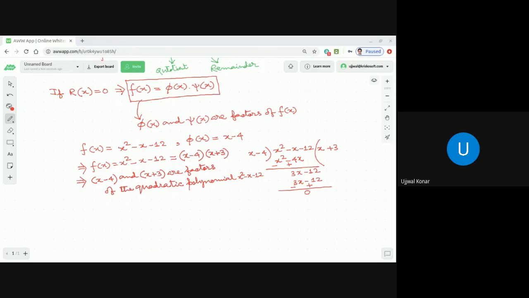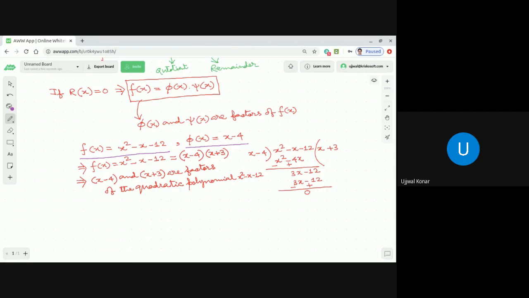Now what is the factor theorem? Factor theorem is that, if we have this polynomial, and for a particular value of x... Let me use a different color and just explain once more. Suppose f(x) is a polynomial, and you are dividing f(x) by x minus 4. What we see is that when you divide x square minus x minus 12, which is f(x), by x minus 4, we get the remainder 0.